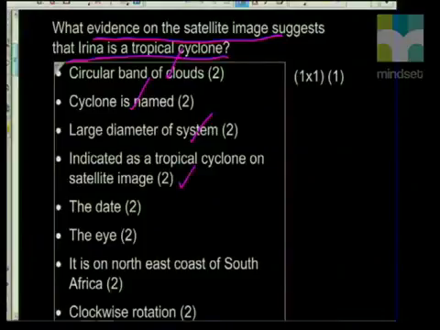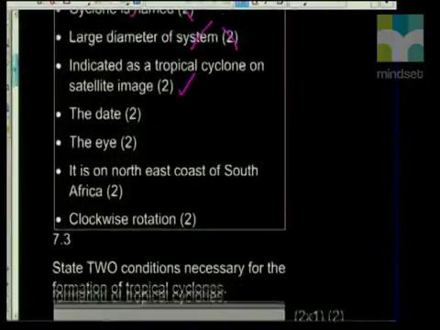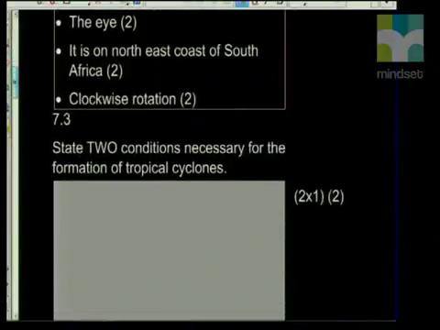There are many more I can go through here. I'm going to change this to 1, so it becomes 1 mark, because it's one thing there that tells us that. The mark allocation is 1. But I could go through the whole list, which you're very familiar with, learners. Let's go to the next question, 7.3. State 2 conditions necessary for the formation of a tropical cyclone. Now, it's a general question.